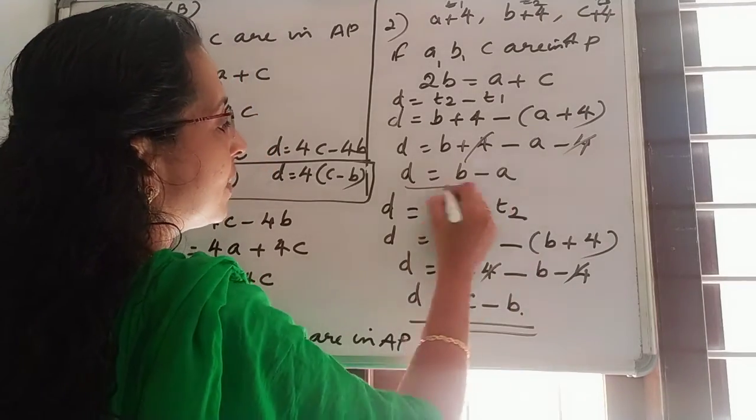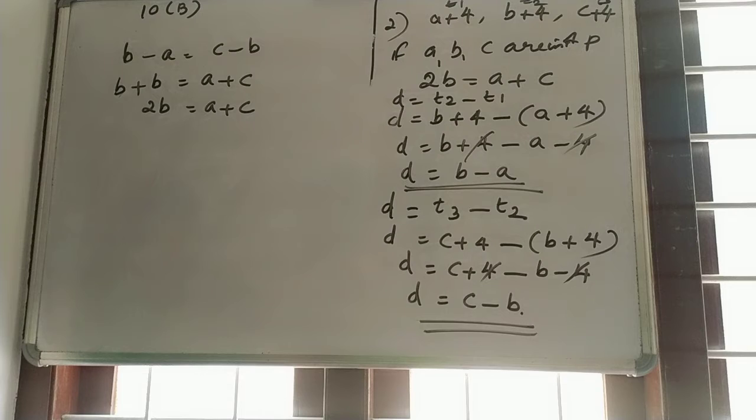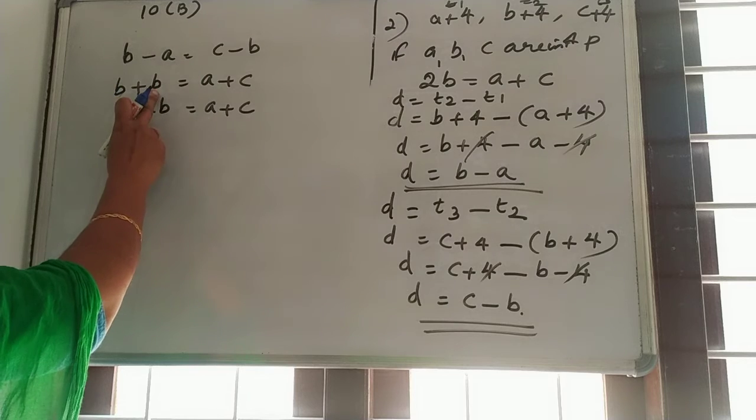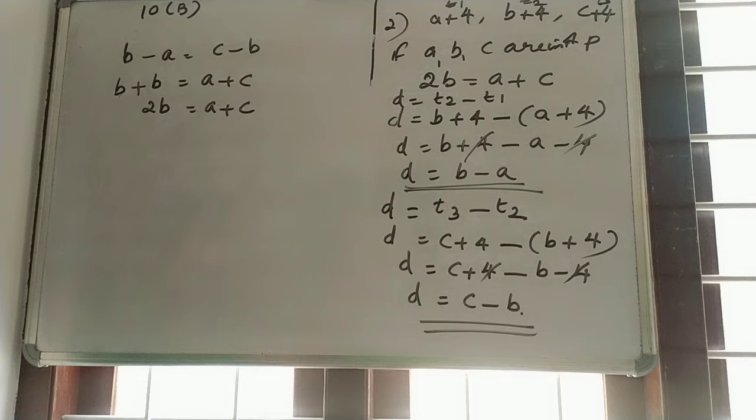So since the common differences are the same, we can equate B minus A and C minus B. Common difference same means B minus A is equal to C minus B. So we take B plus B is equal to A plus C, 2B is equal to A plus C. This means we can say that A, B, C are in AP.